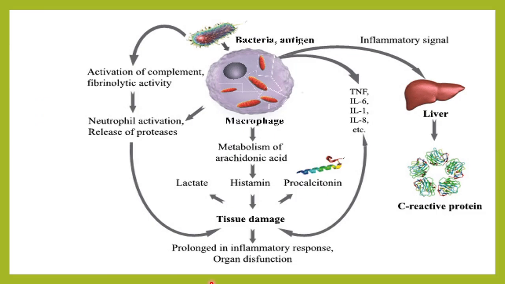The same thing is explained here, how the acute inflammatory mediators are produced. You can see there is inflammation, there is a bacterium coming here, it has activated the complement, there is activation of the fibrinolytic system, there is neutrophil activation, there is release of proteases, and that is what causes tissue damage. The macrophages release lactates and histamine, and procalcitonin is produced again by your liver, your lungs, etc. All this will cause a prolonged inflammatory response. Your liver produces C-reactive protein to fight against the bacterial antigen.